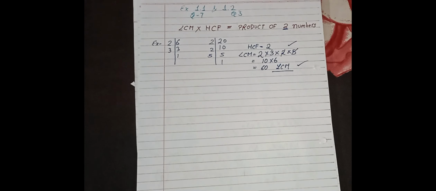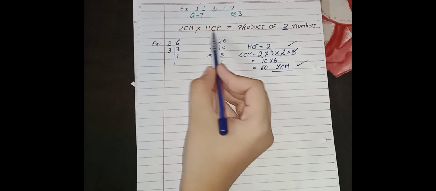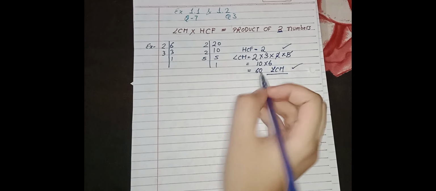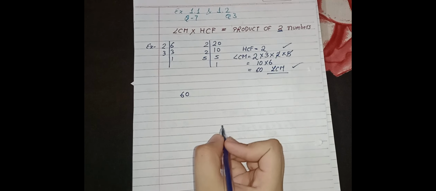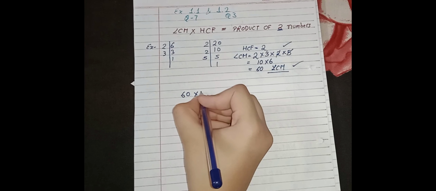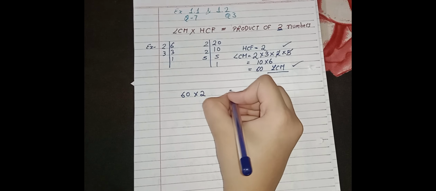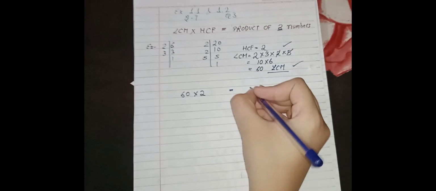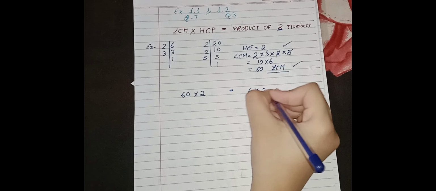Now what we'll do is, let's put these values in our formula. LCM is 60. Let's write down 60. HCF is 2. Will be equal to the product of the 2 numbers. What were the 2 numbers? 6 and 20. 6 into 20.